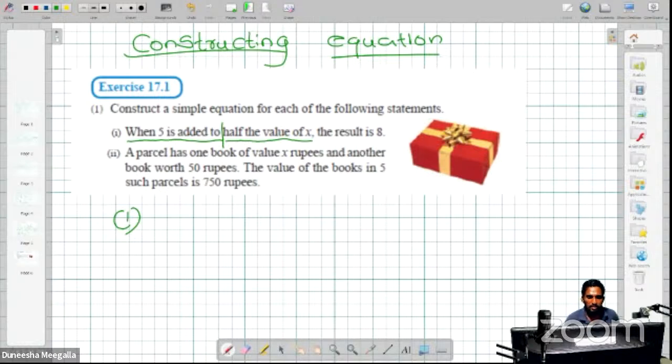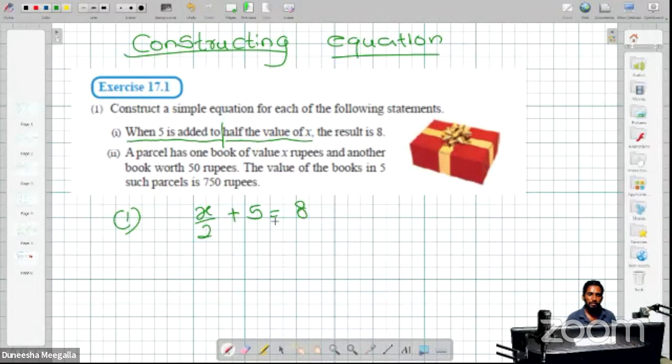What is 5 plus x divided by 2. x divided by 2 plus 5, right? Yes, equal to 8, right? 8. Okay.